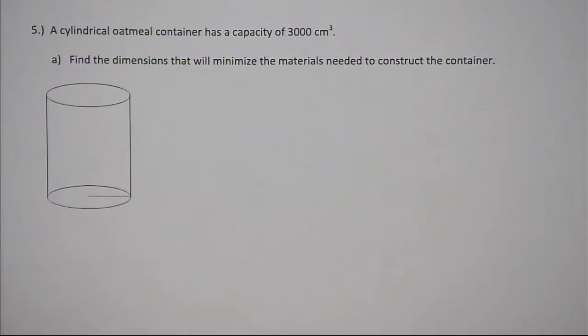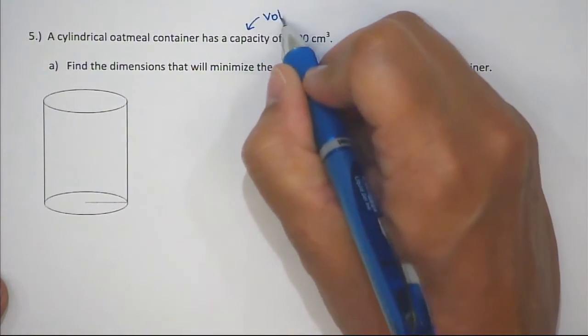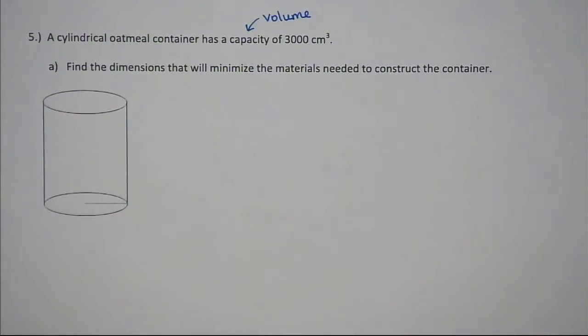So what is that? That is the volume, right? Cubic centimeters, so capacity, so we're talking about volume. All right, now they gave you that. The thing that they typically give you is the secondary equation, okay? Typically, that's the key to knowing that. All right, so part A says find the dimensions that will minimize the materials needed to construct the container.